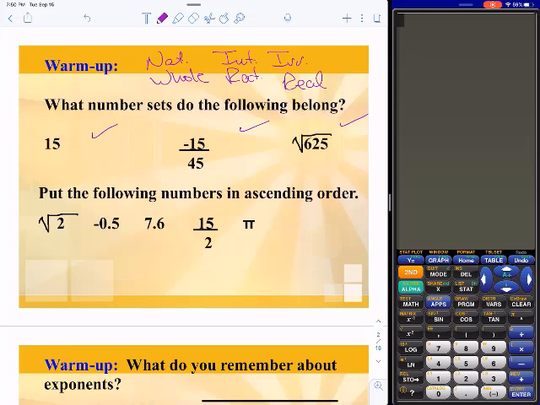And then when you're done with that, I would like for you to put the following numbers in ascending order. Now yesterday in class we talked about what ascending was. So I want you to put these numbers in ascending order, please. Just take a few moments and do that.